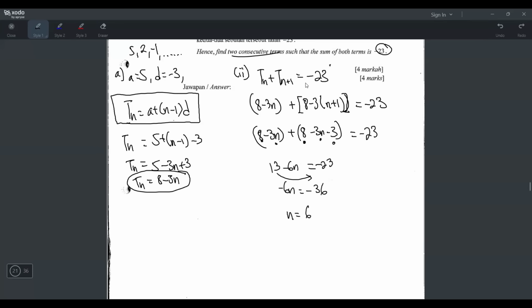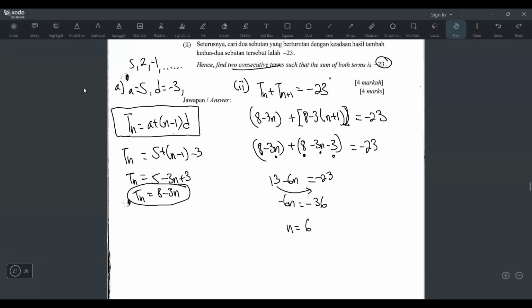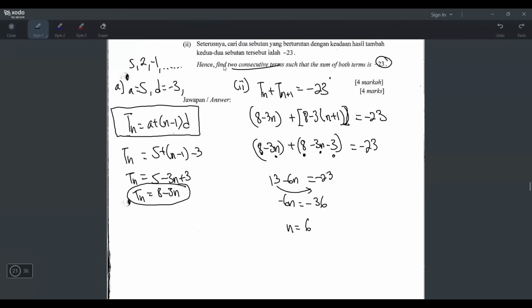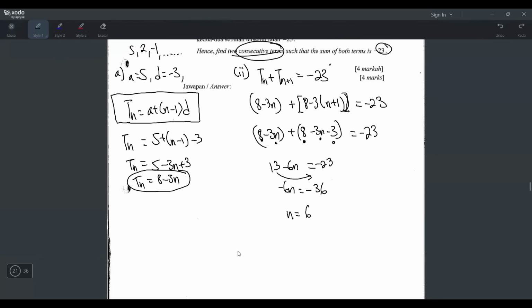But look at the soalan. The soalan tak suruh cari the position of the term. Dia suruh cari the exact two consecutive terms that the sum is negative 23. It means I still haven't finished yet. I still have to find my T6 and my T7. So my jawapan would be the T6 and the T7.